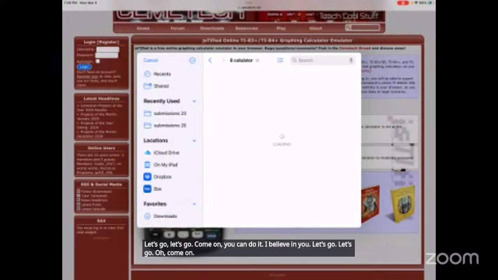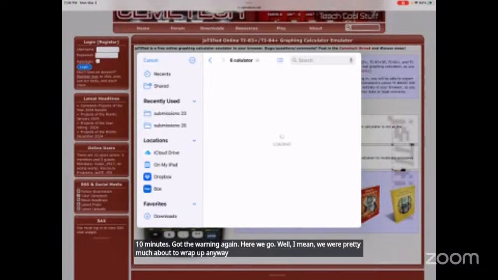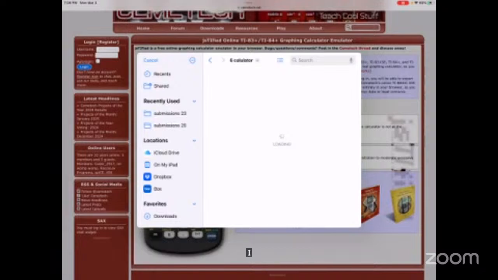It doesn't want to load. Calculator. Need my files. Man, we must be in some kind of retrograde or something. Ten minutes, got the warning again. Well, we're pretty much about to wrap up anyway, but I'm going to have to reach out to them. I need this file to open to use my calculator.